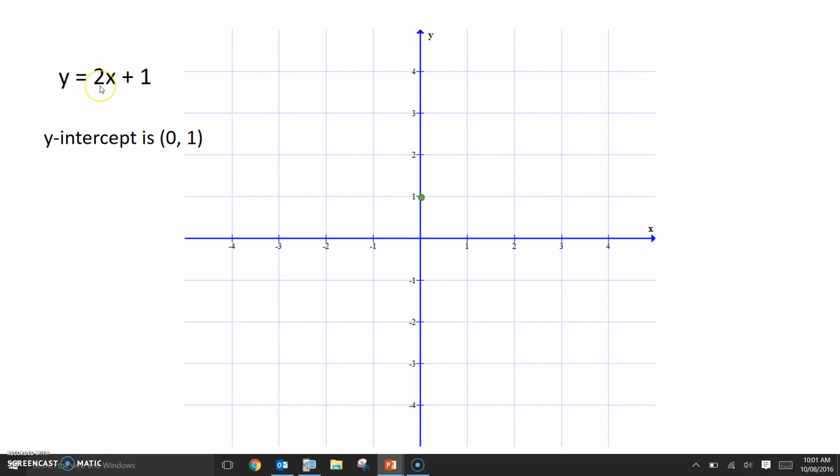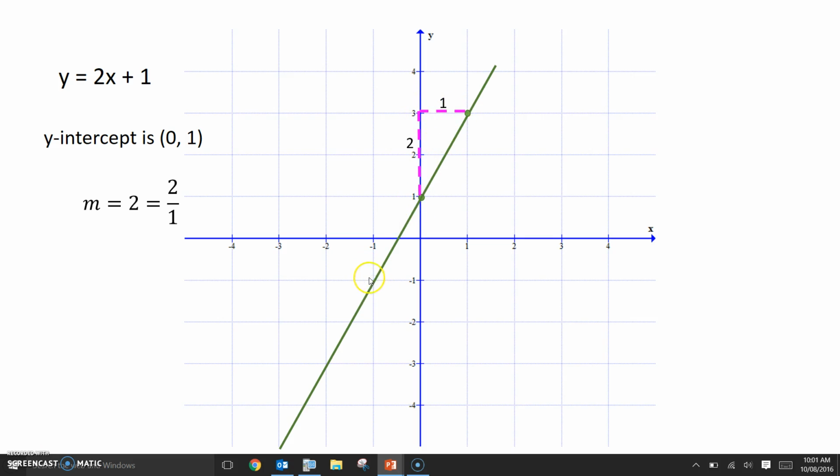Now this 2 is the gradient. That means 2 over 1. And remembering gradient means rise over run, you rise up 2, run 1, and put another point. Then you join those two dots. So again, gradient means change in y over change in x. So you go up 2, across 1.